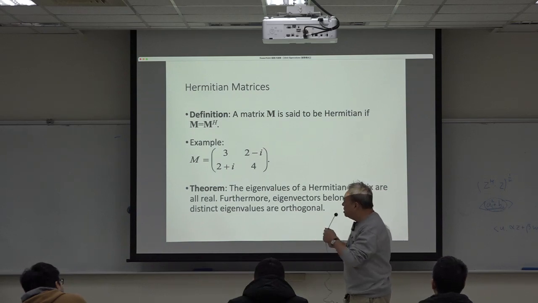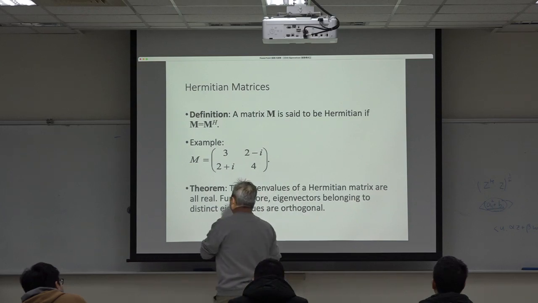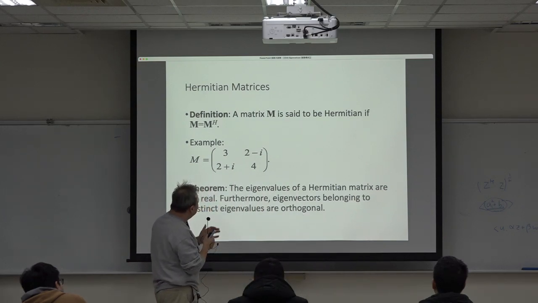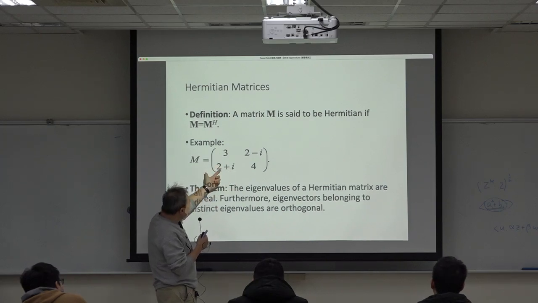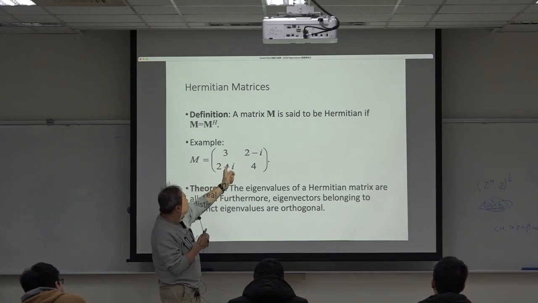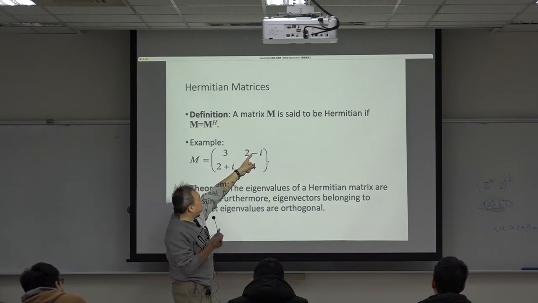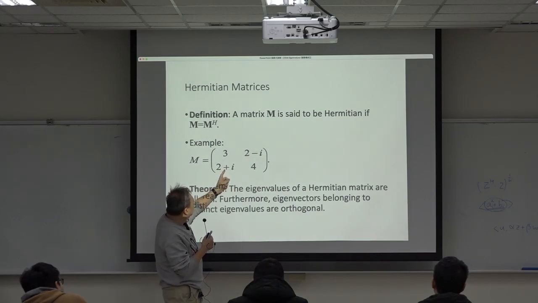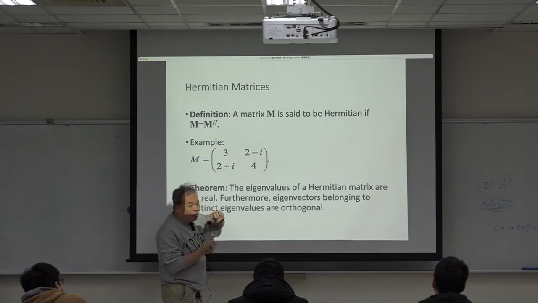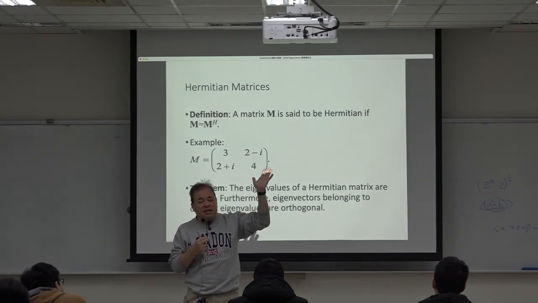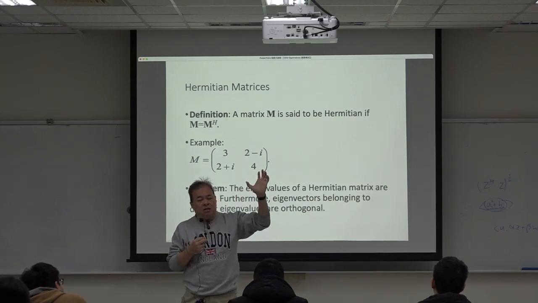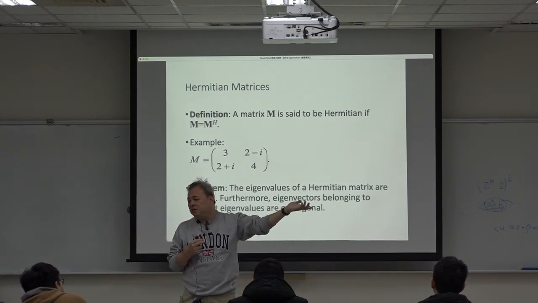You can see if you compute the conjugate and then transpose, obviously you'll come back to itself, right? Because you change this one to 2 plus i, change this one to 2 minus i, you transpose, it goes back to itself. For diagonal terms, the conjugate will be itself.